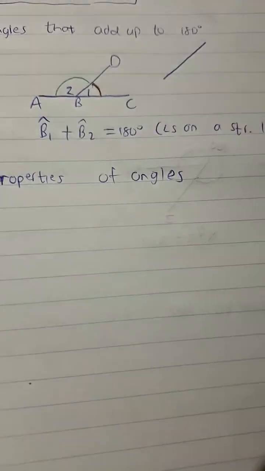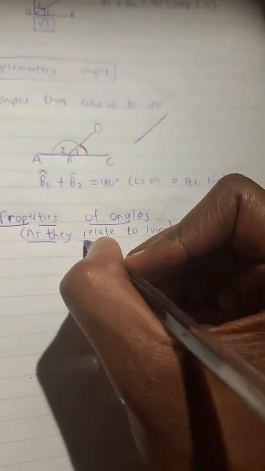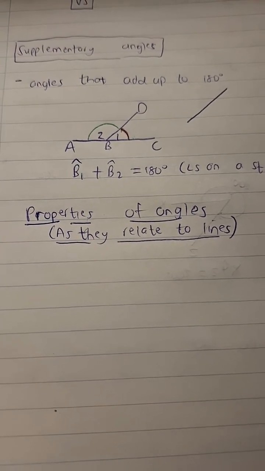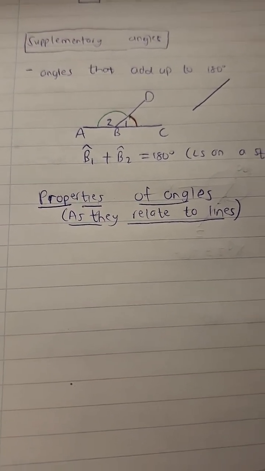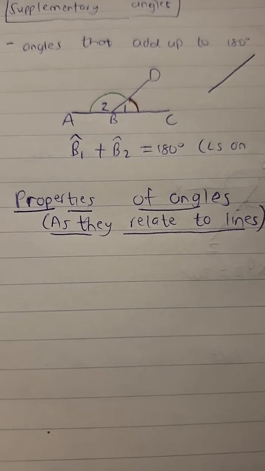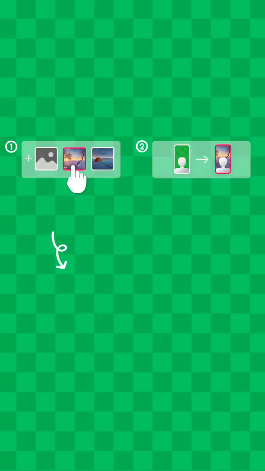We're going to look at one last thing. Properties of angles as they relate to lines. Okay, properties of angles as they relate to lines. So I want to look now at a very important but critical document, which I love specifically talking about as a maths teacher.